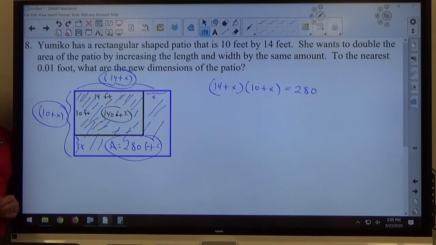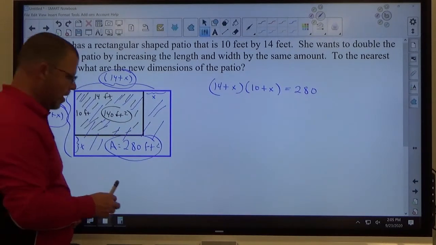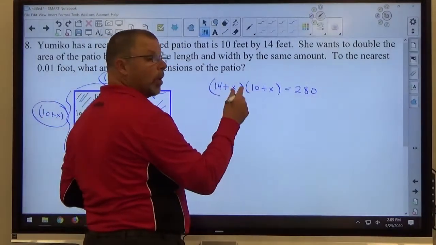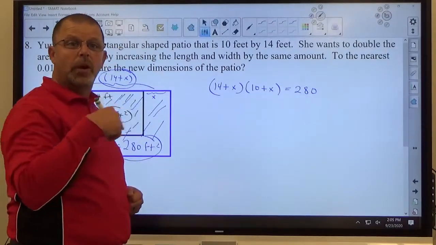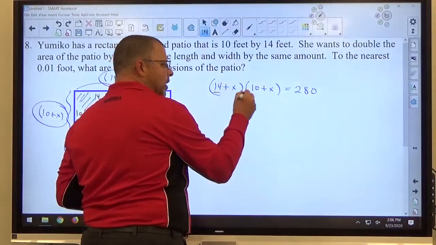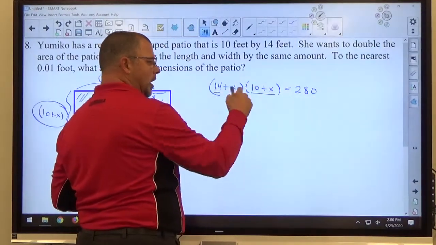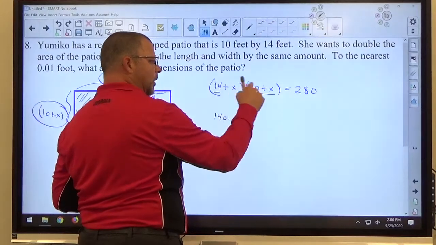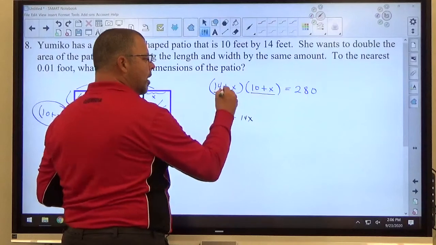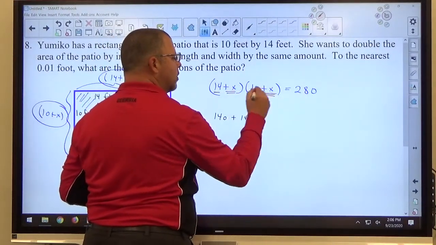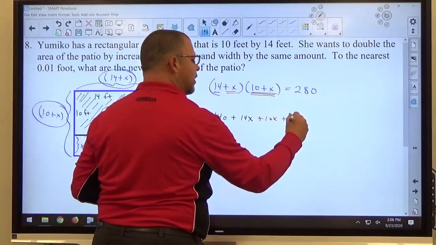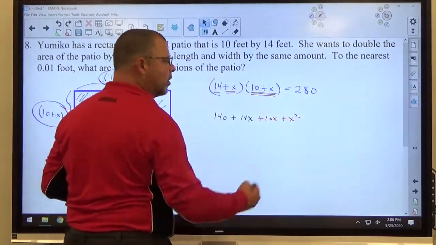Okay, algebraically, here's how I do it. I'm going to multiply 14 plus x times 10 plus x by doing either FOIL or the distributive property. I usually do FOIL. Let me do the distributive property. They do the same thing. 14, the first number, gets multiplied by both of these numbers. 14 times 10 is 140. 14 times positive x is positive 14x. Then I multiply positive x times both of these numbers. Positive x times 10 is positive 10x. Positive x times x is positive x squared. All that equals 280.